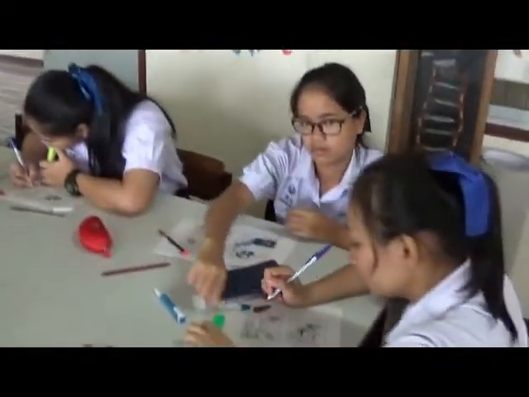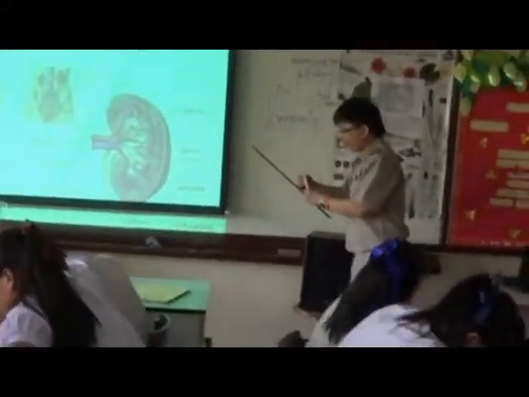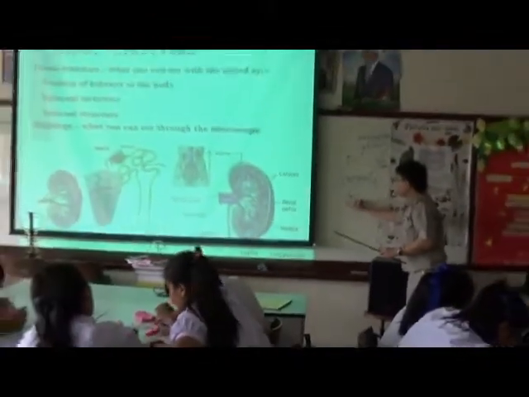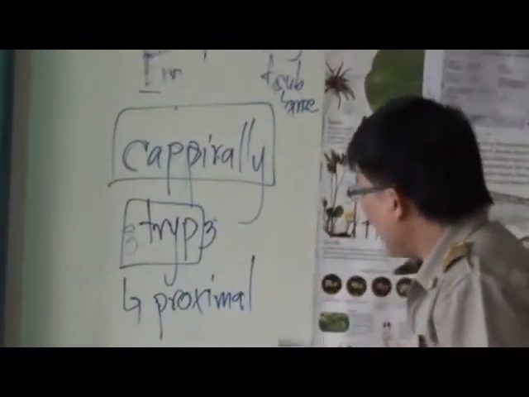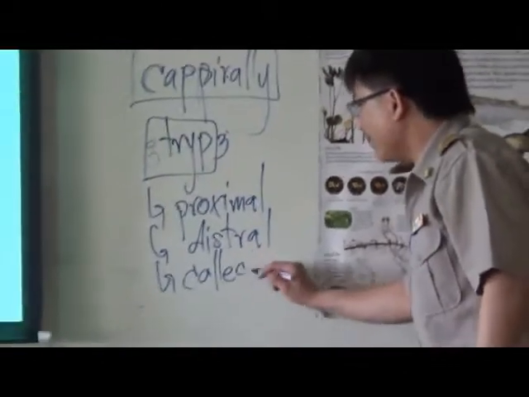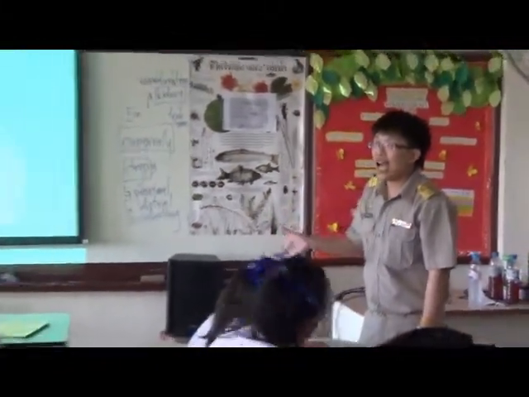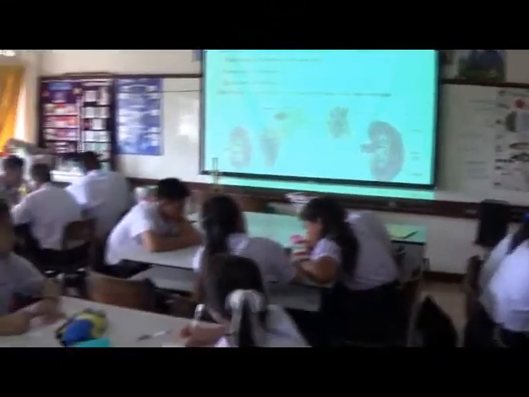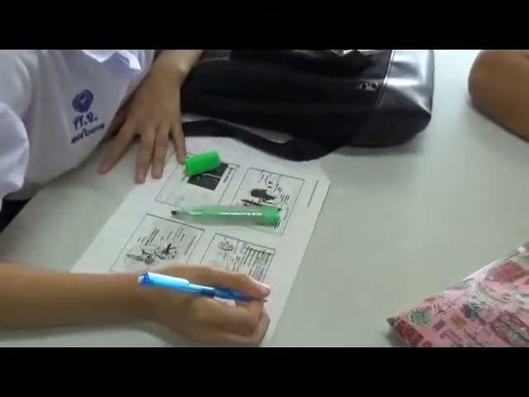And the last one, tubule. The tubule has three types. You can write this word. The first, proximal. The second, distal. The last one, collecting. Three types of the tubule. The first, proximal. The distal. And the collecting.